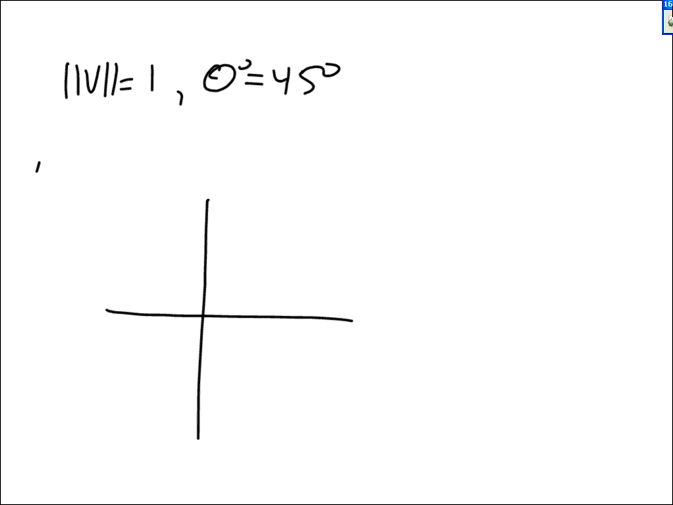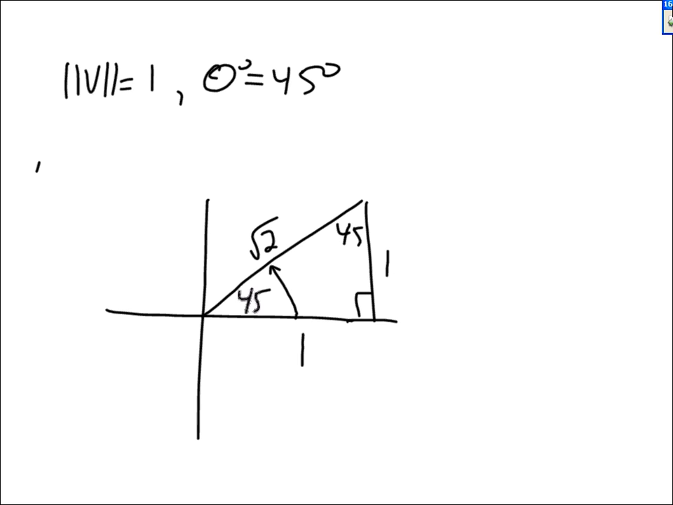What if the length of v is 1 and the angle is 45 degrees off the positive x-axis? Okay, so 45 degrees is up to there. Now we want the length to be 1. Well, we know ordinarily this is 1, 1, square root of 2, because it's a 45, 45, 90 degree right triangle. And right now, I'm saying that's v, and the point would be 1, 1.